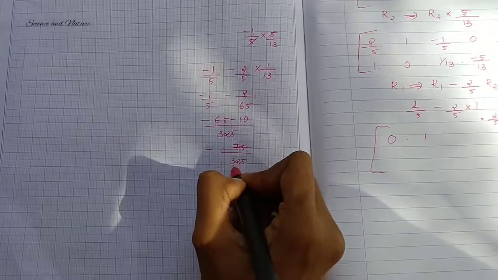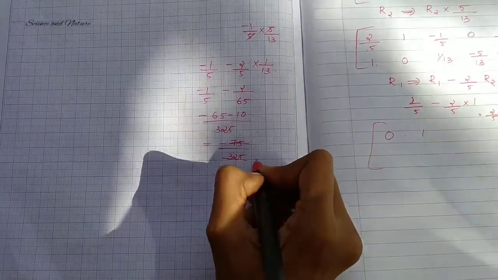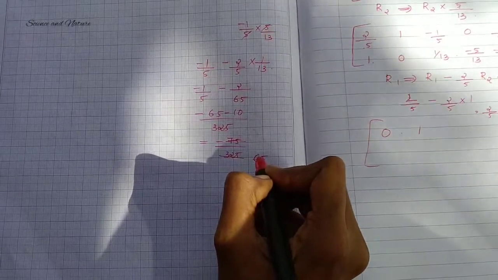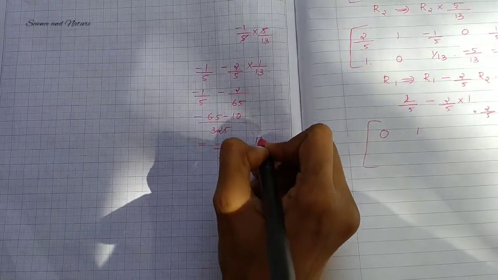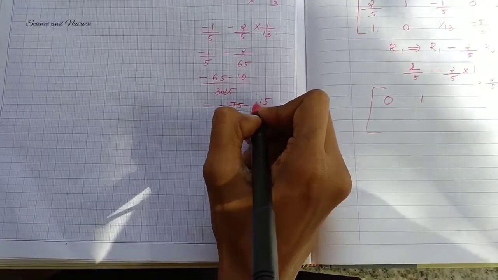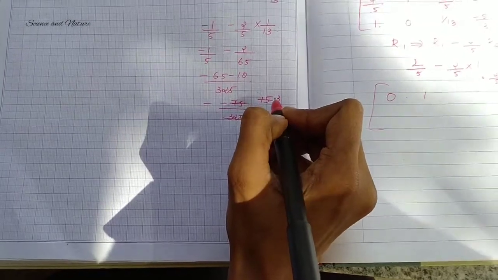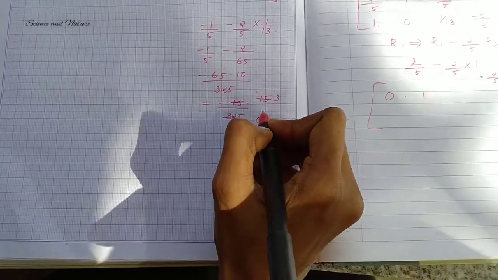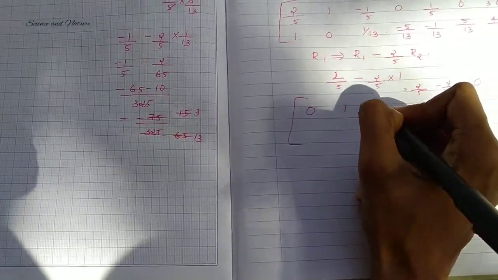We need to cut it with 5. 65, 15. Again we need to cut it with the 5. That is 5 into 3, 15. 13. That is minus 3 by 13.